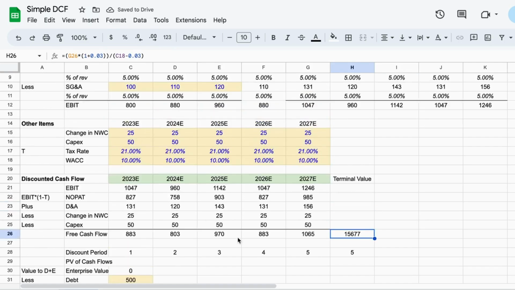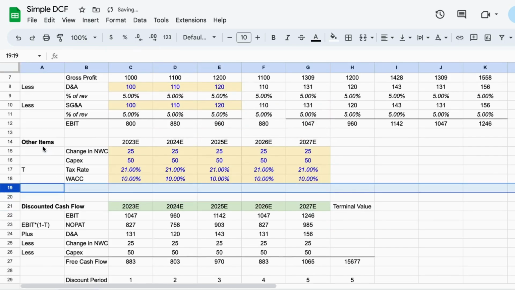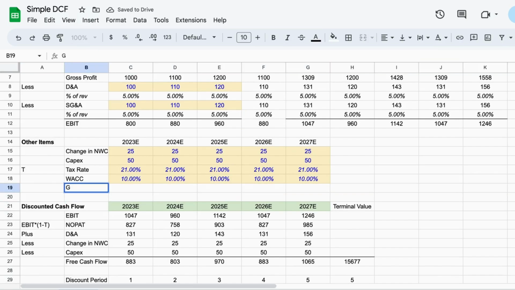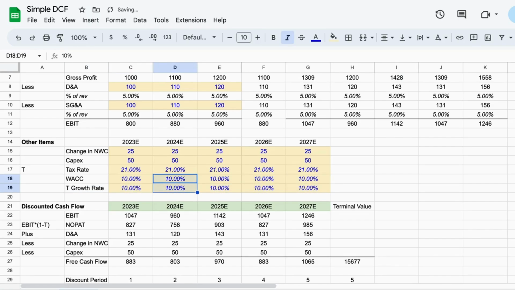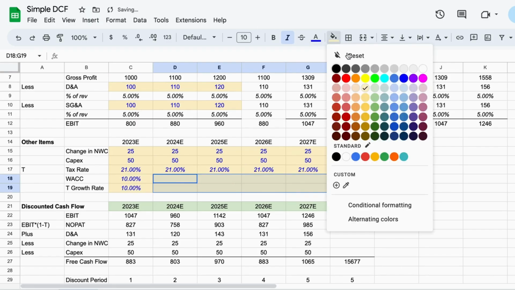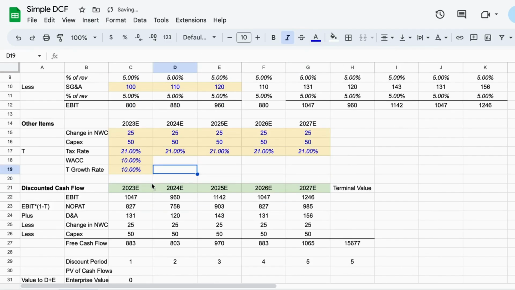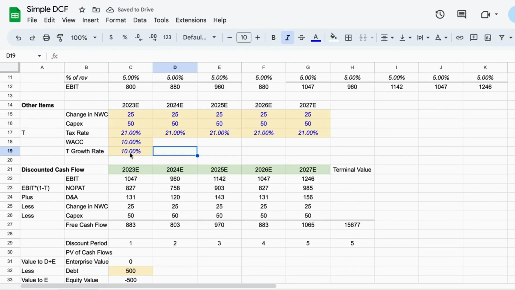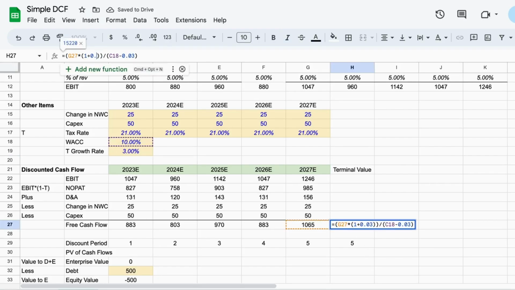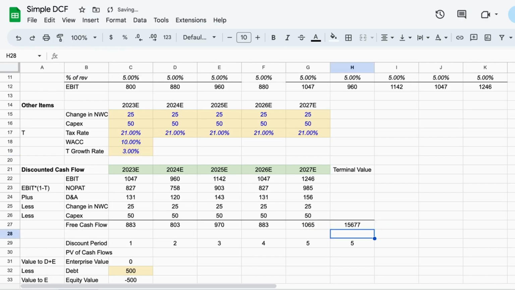15,677. And then let's clean this up a little bit. Let's make this G, or growth rate. Let's make this a little bit simpler to understand. And then this wouldn't really be a year by year kind of thing technically. And then we'll make this 3%. And then that way we could just simply link this here. And all I'm doing is making this a little more functional and scalable as a spreadsheet. Still yields the same thing.